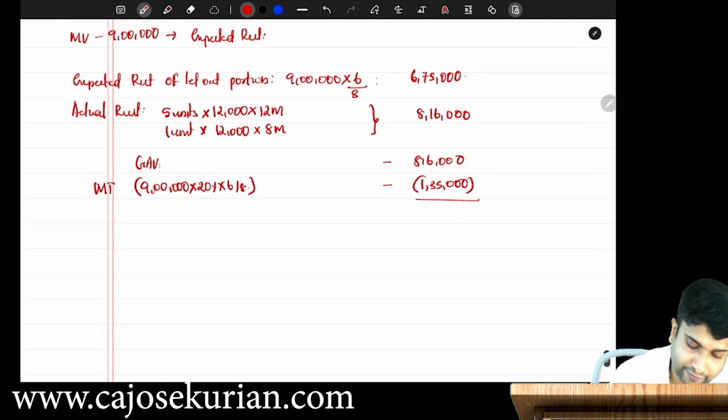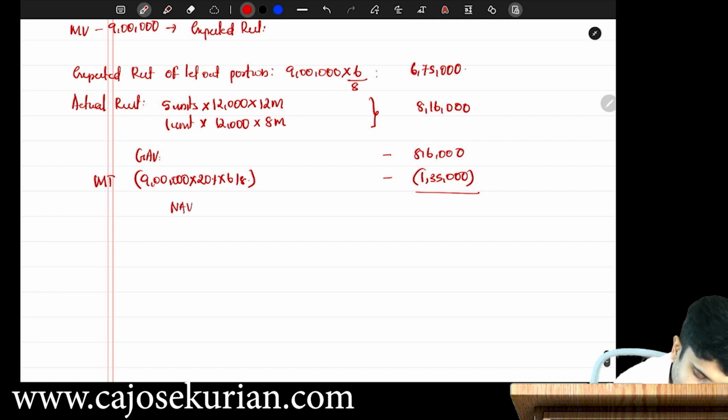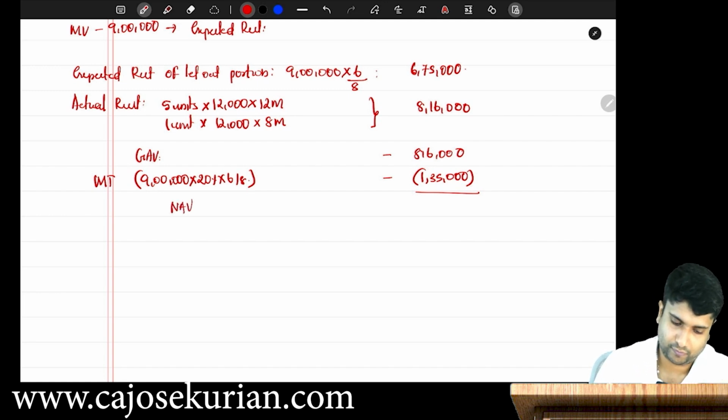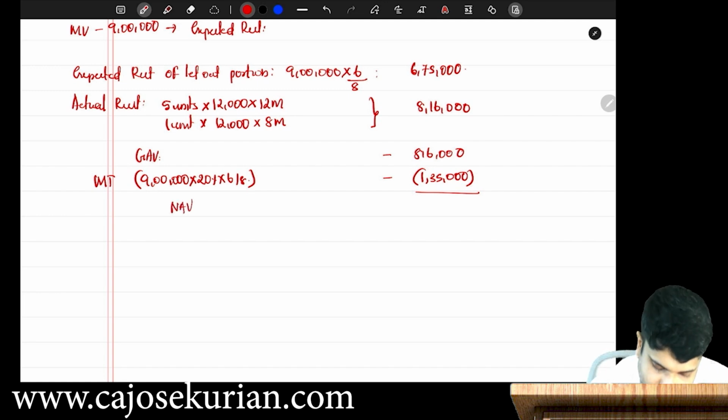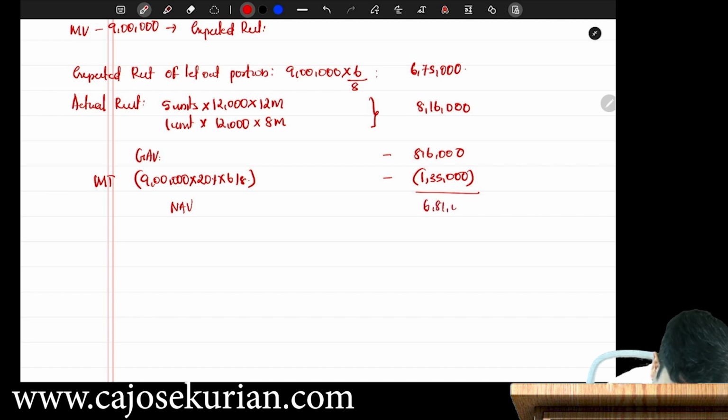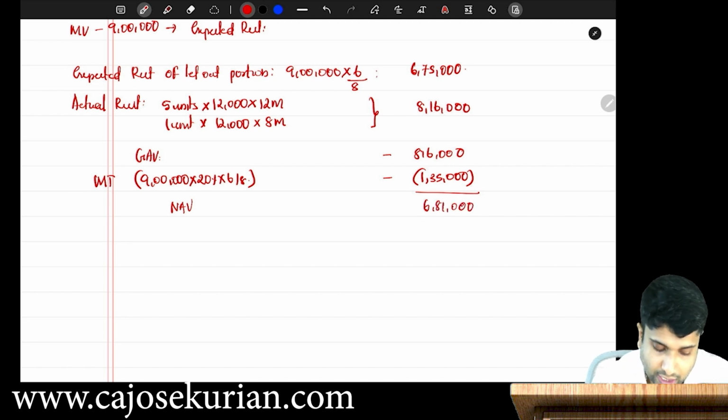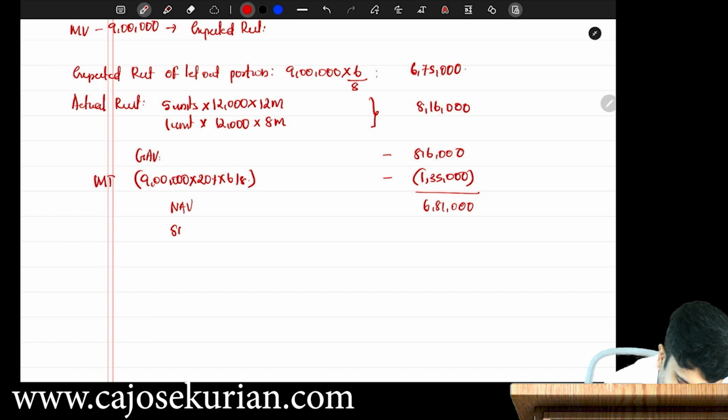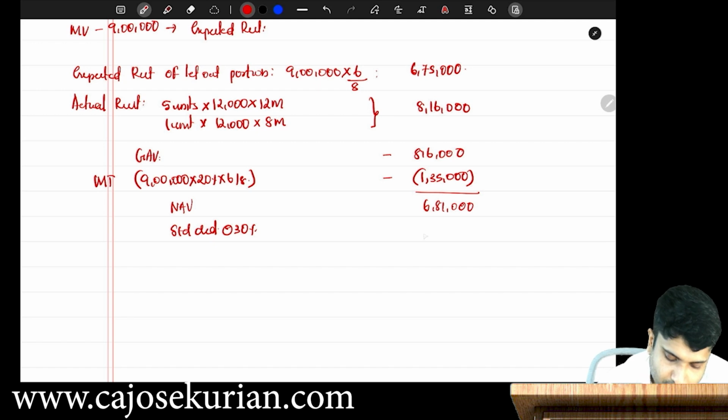And how much is the NAV? NAV will be 6 lakh 81,000, the net annual value. Are you all with me? From that you can claim standard deduction at 30%. How much will be standard deduction of 8 lakh 31? 2 lakh 4,300. Is there any interest on loan?